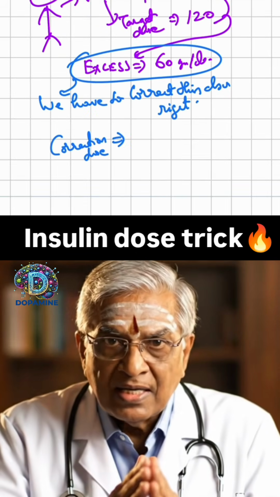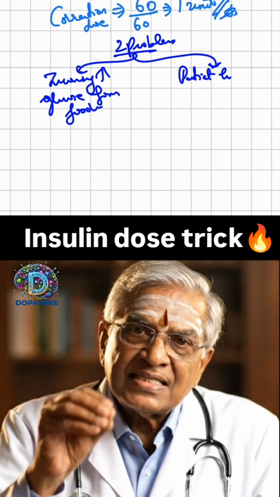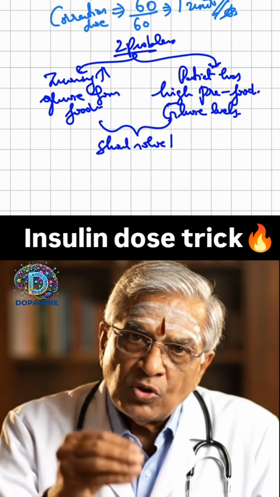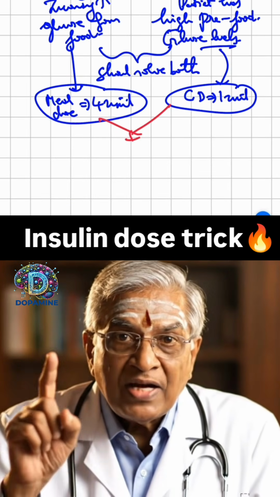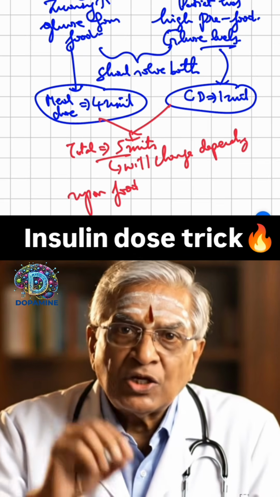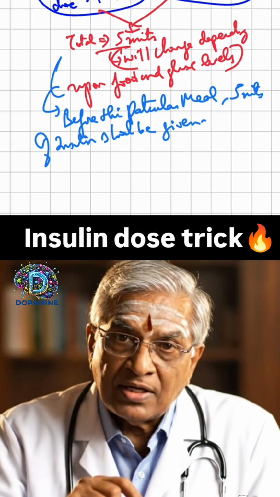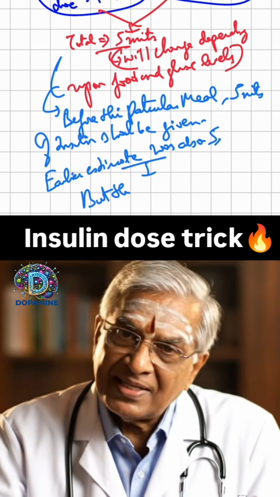Now we combine both parts because two problems exist at the same time. There is incoming glucose from food and existing elevated glucose in blood. Meal dose is 4 units, correction dose is 1 unit. Now we arrived at 5 units through proper calculation, which will change depending on food and glucose levels. So total insulin before this meal is 5 units. Notice something important here. The initial estimate also gave 5 units, but that was just a guess.